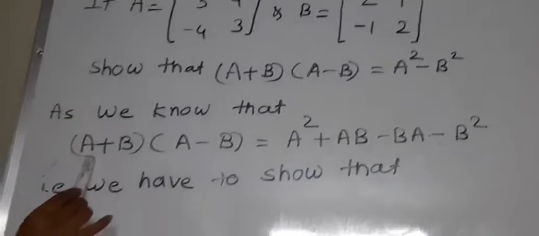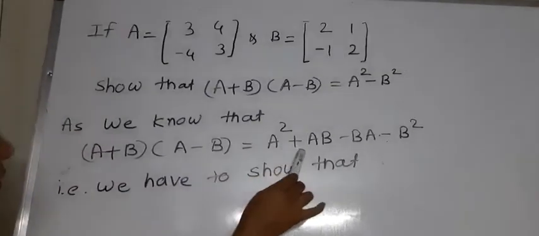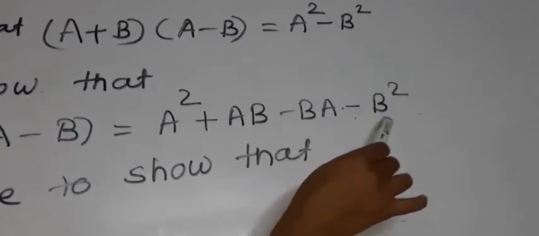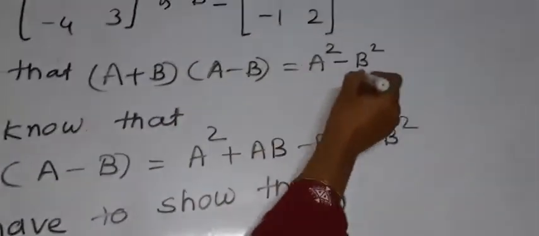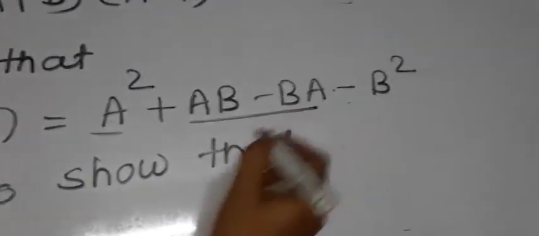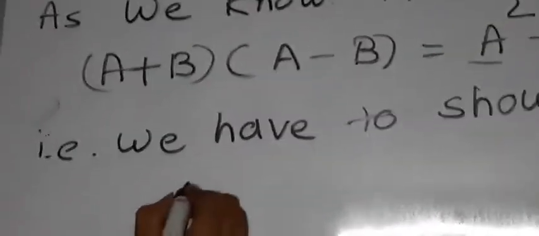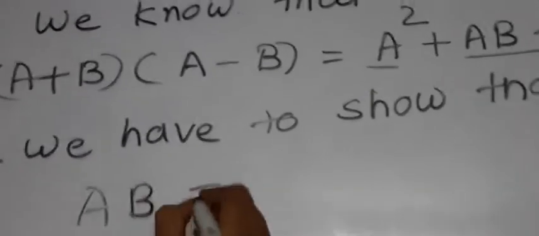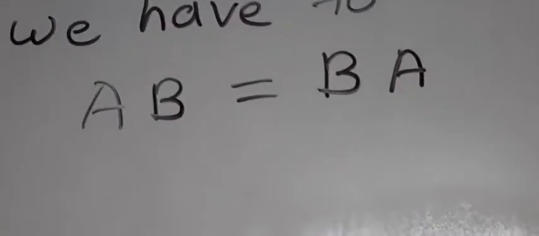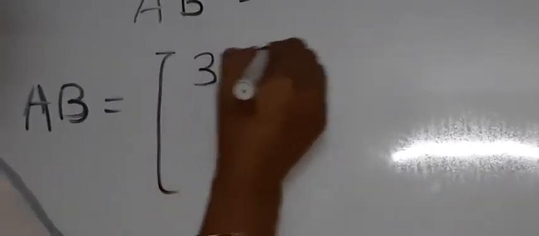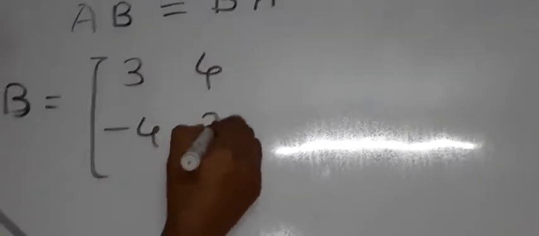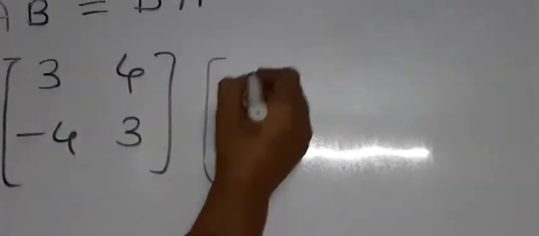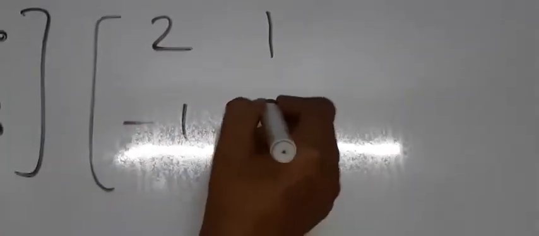As we know, A plus B into A minus B is equal to A square plus AB minus BA minus B square. But we have to show that this is A square minus B square, which means we have to show that AB is equal to BA. So take the product AB: A is [3, 4; minus 4, 3] and B is [2, 1; minus 1, 2].